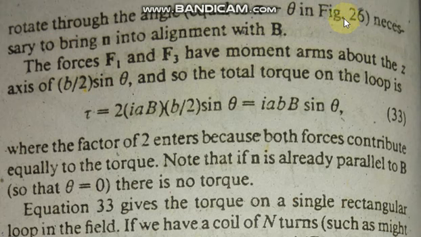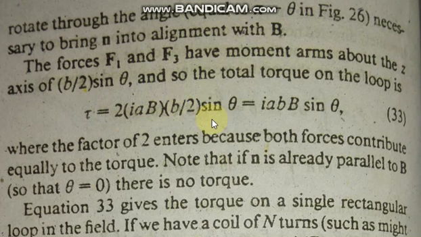So let's just recall what we have studied. The forces on the sides 1 and 3 are F1 and F3, and they have moment arms about the z-axis, and that moment arm has the length b by 2. Since we are writing torque as R F sine theta, R sine theta is b by 2 sine theta, so the total torque on the loop will be 2 times IAB into b by 2 sine of theta.